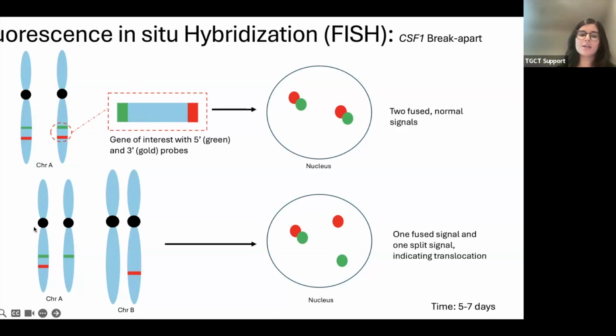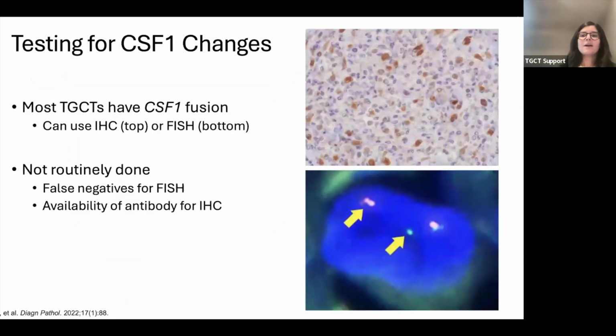However, when you have translocation of the CSF1 gene, it's going from its native chromosome 1 to another chromosome. What you'll see is that one of the gene signals is split apart. And so that's what you'll see optically, is that you have one fused signal and then one signal that is broken apart or split. All right, so how do we use this? So we can use CSF1 and interrogate it both at the protein level with IHC or at the DNA level by using FISH. And so since most TGCTs have a CSF1 fusion, we can use IHC if we so need, or FISH.